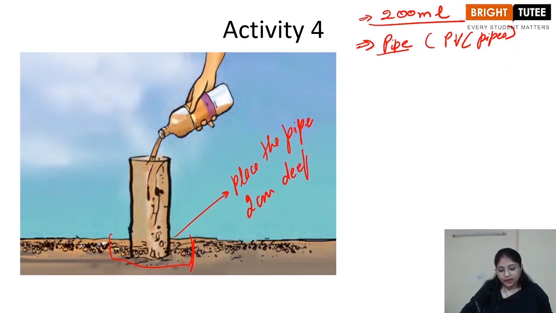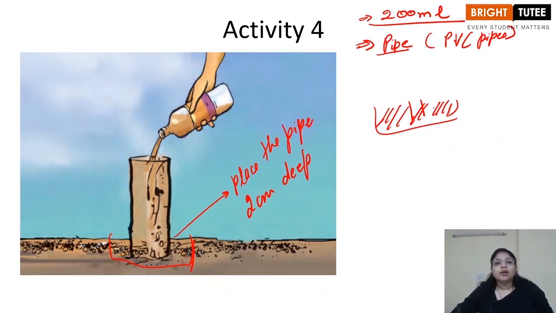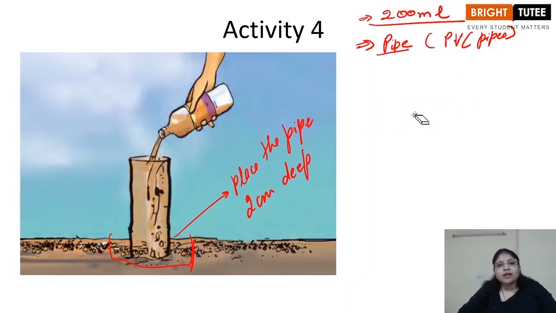Why are we putting it 2 centimeter deep? Suppose this is the soil area, right? So you have to put the pipe so that it is 2 centimeter deep in it. Because we do not want the water to leak out. If the pipe was kept on the surface of the soil, then when you pour the water, it will come out from the sides and it will give you a false result. So that's why we put the pipe 2 centimeter deep so that the water percolation rate can be calculated properly.